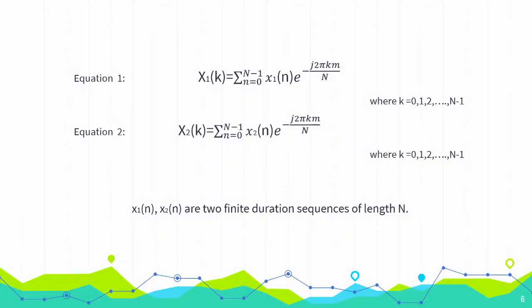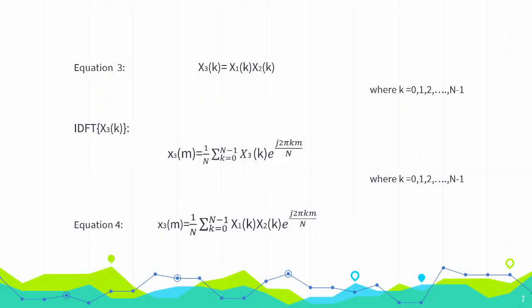Let us take two finite duration sequences, x1(n) and x2(n), of length N, with their N-point DFT given by equations 1 and 2. The product of two DFTs is a DFT. Let us take X3(k) to be a DFT, which is the product of X1(k) and X2(k). The inverse discrete Fourier transform of X3(k) is given by equation 4.